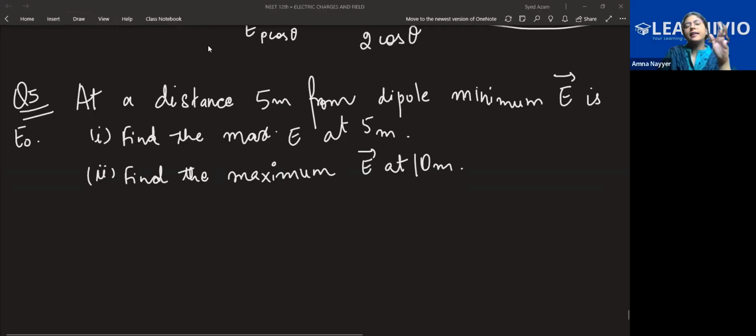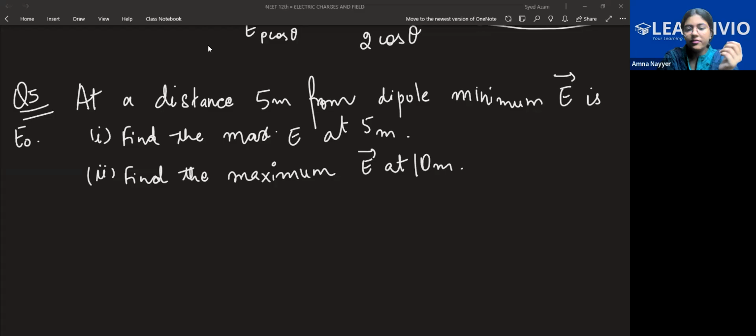Okay, class, these kinds of questions also come. At a distance of 5 meters from the dipole, the minimum electric field's value is E naught. Find the maximum electric field's value at a distance of 5 meters and find the maximum electric field at a distance of 10 meters. So the second part you will tell me, the first part I'll tell you.